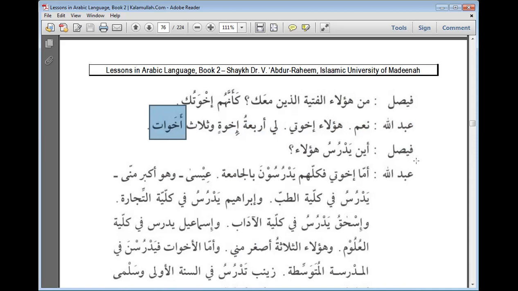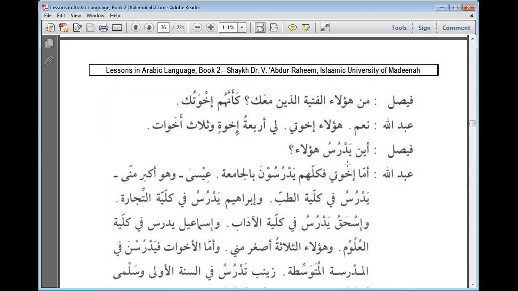All right? So Faisal asks, Aina yadrusu ha'ulai. So where do these study? So we see here, yadrusu. Now remember, when we are starting a verbal sentence, we would have mentioned this many lessons ago, we can start the verbal sentence with a singular form of the verb, even if the subject or the fa'il, the doer of the verb, is singular or plural. Once we're starting with a verb, we can choose to use the singular form. So here, ha'ulai is plural, but we are using the singular form of the verb because it comes at the beginning. All right? Yadrusu, aina yadrusu ha'ulai.